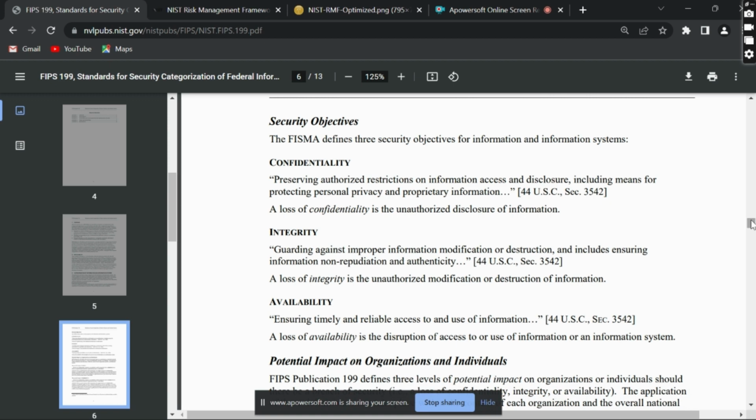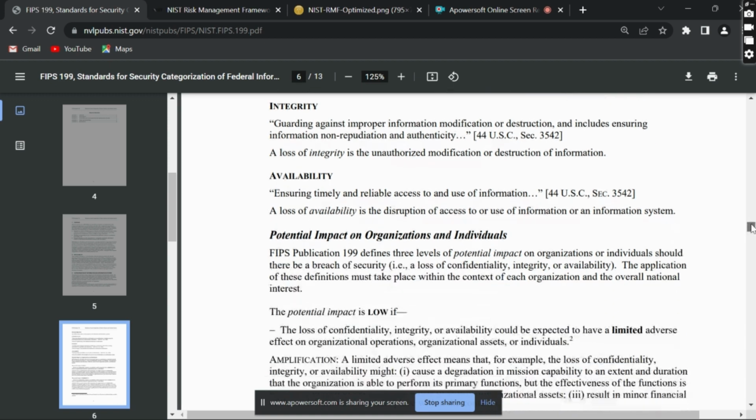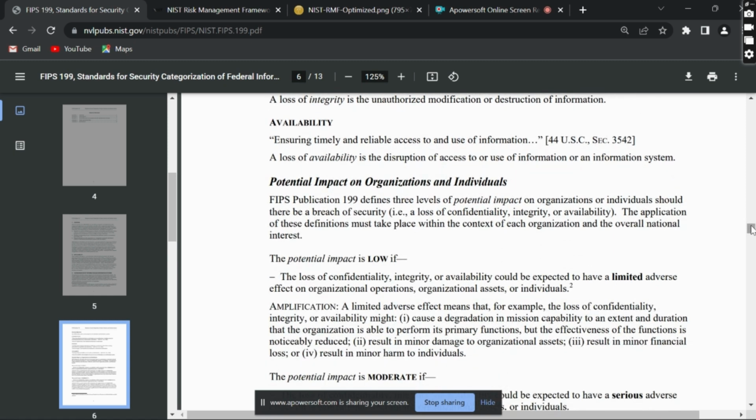Apart from these security objectives, to categorize the system, we have the potential impacts on organizations and individuals. FIPS Publication 199 defines three levels of potential impact on organizations or individuals should there be a breach of security. The application of this definition must take place within the context of each organization and the overall national interest. The potential impact is low, moderate, or high.